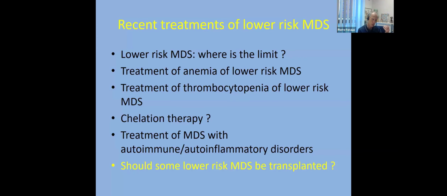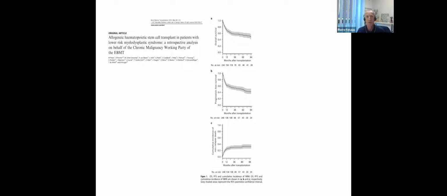Okay, now perhaps the last issue is whether a transplant should be proposed to some patients with low-risk MDS. As you know, bone marrow transplantation remains the only potentially curative treatment in MDS overall. So it's clearly indicated in high-risk MDS, where we know it improves survival, and it has been demonstrated in prospective studies. What about lower risk MDS? The issue is always the same. I mean, bone marrow transplantation is associated with early mortality.